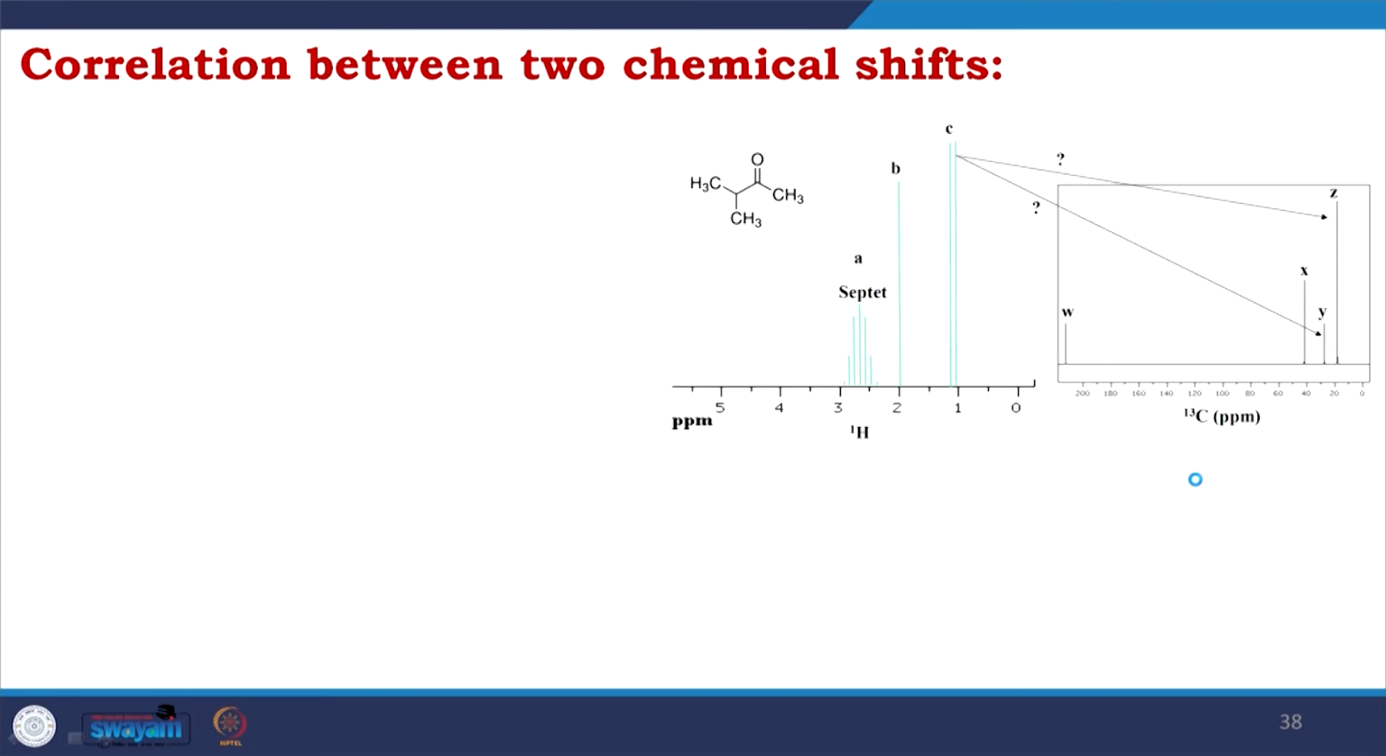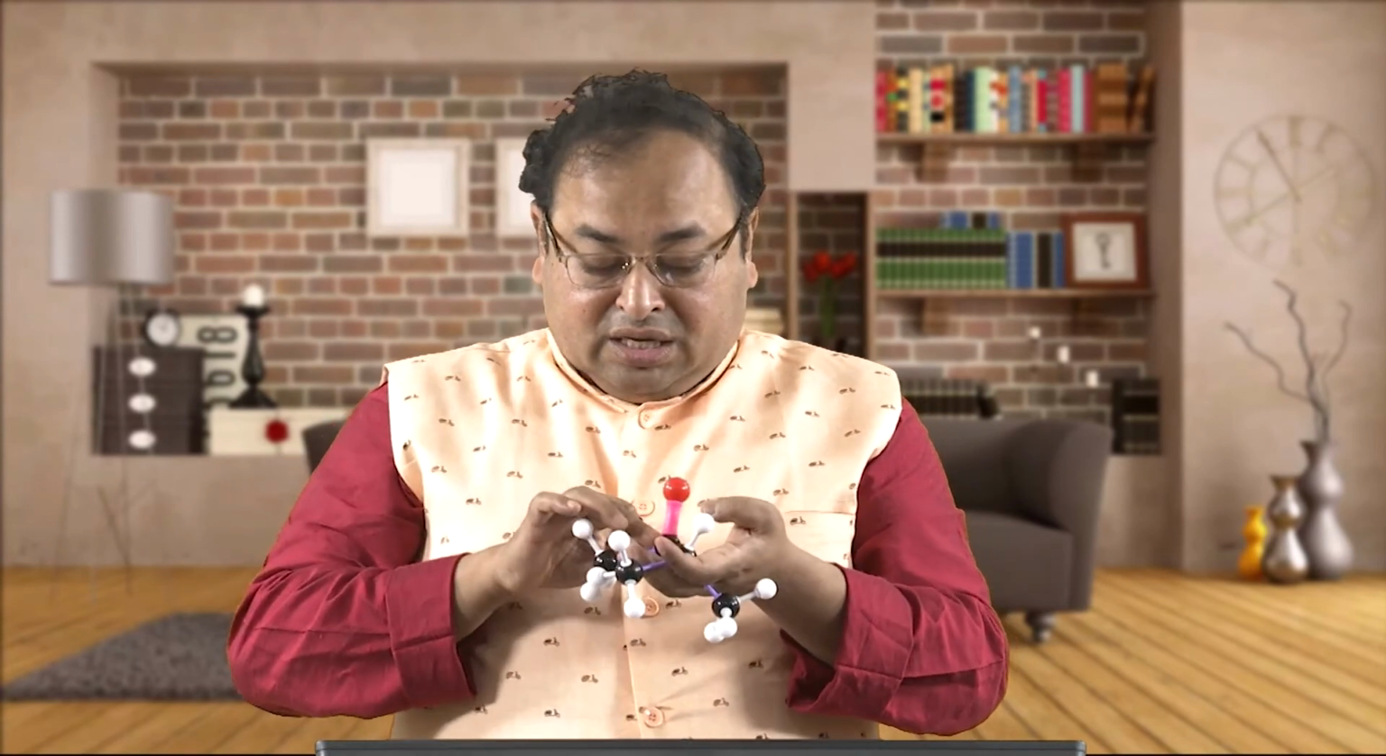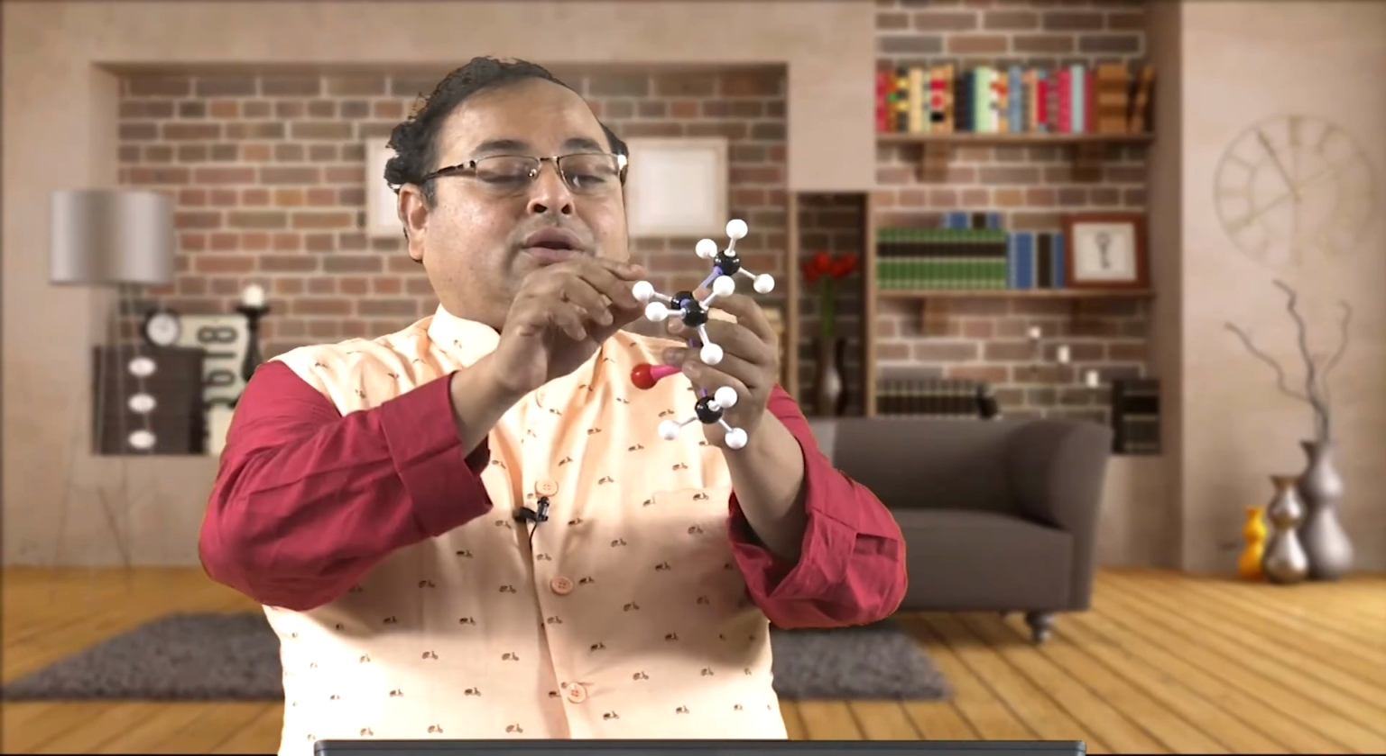So, correlation between two chemical shifts, how do we see that? The compound is CH3, CH, CH3, CO, CH3. The CH3 is connected to a carbon. If you look at that, you will see that there are 3 types of hydrogen, because they are equivalent. These 6 are equivalent, they are connected to one carbon. This is another one and this is another one.